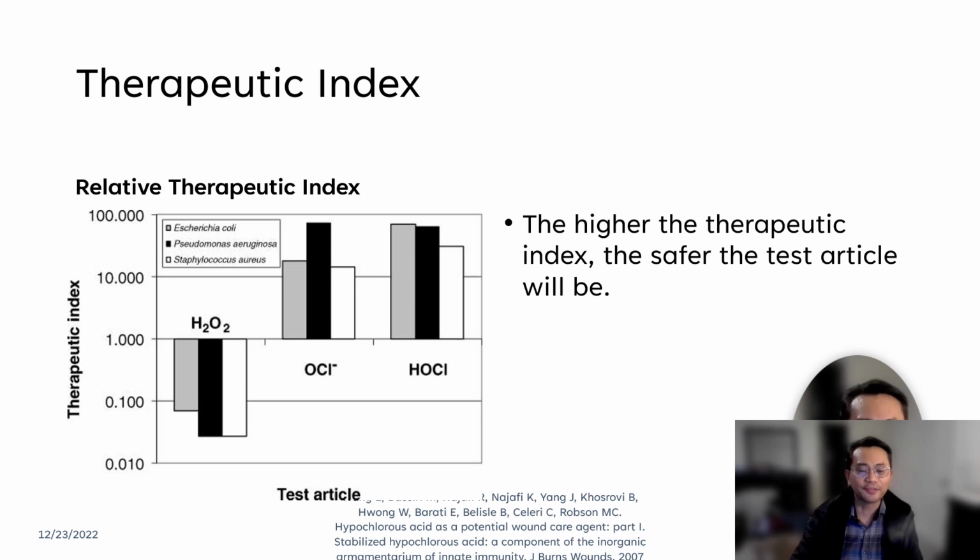In the graph presented in this slide, you would see that the relative therapeutic index of hypochlorous acid when applied to these three organisms is very large. So the higher the therapeutic index, the safer the test article would be.